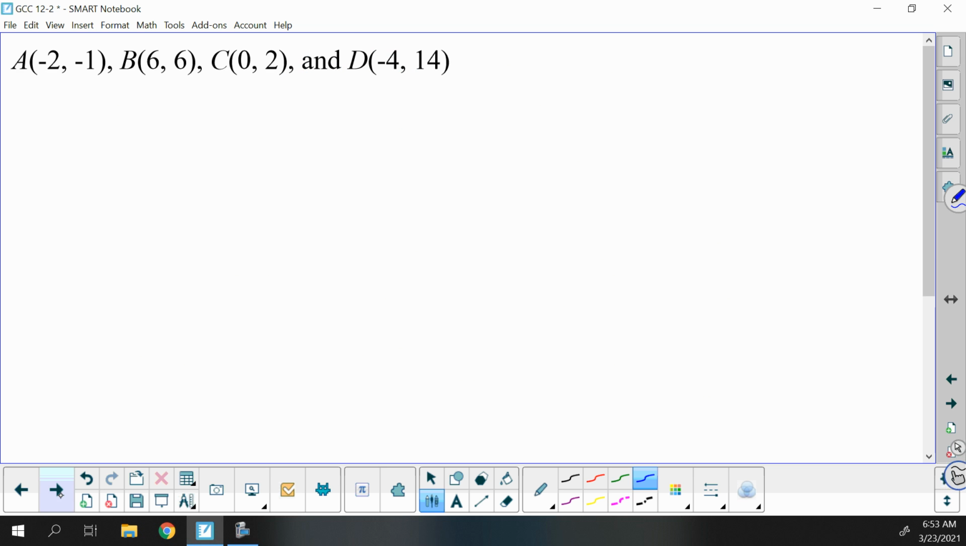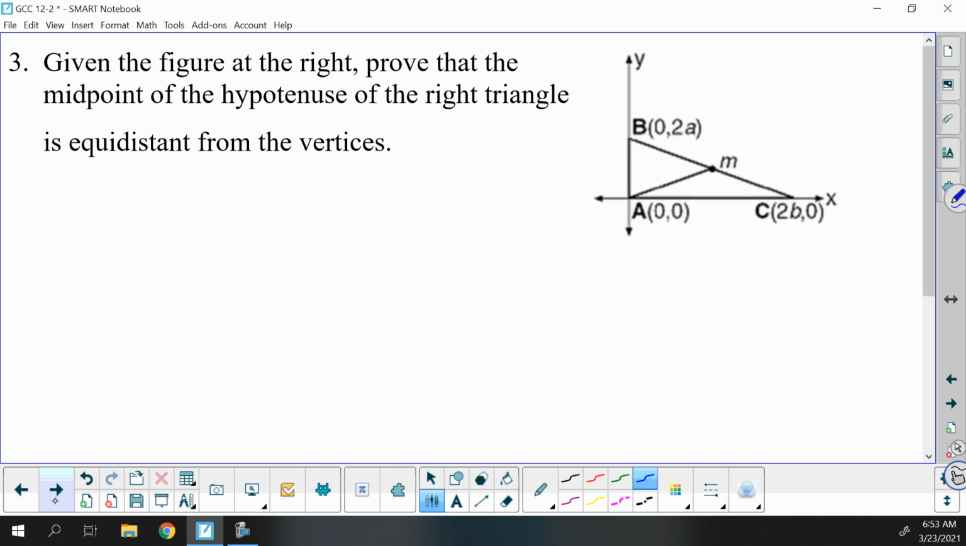So if we flip over to page 10, our last two proofs of today are going to have some variables in the coordinates. So don't fret when you see that. You still work through with the same formulas, even if there's variables in the coordinates. So we want to prove the midpoint of the hypotenuse of the right triangle is equidistant from the vertices. So first we have to find the midpoint of that hypotenuse. That's the midpoint of BC.